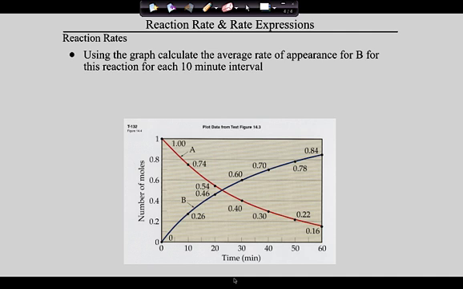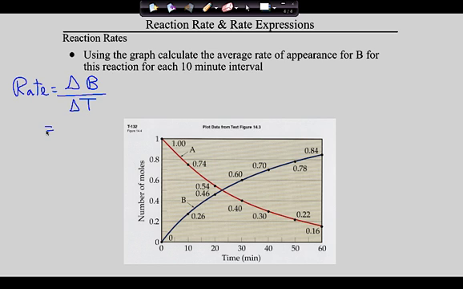You guys all got your numbers? All right. So guys, the first thing we need is an equation which none of you wrote down. So rate is equal to change in B over change in time.